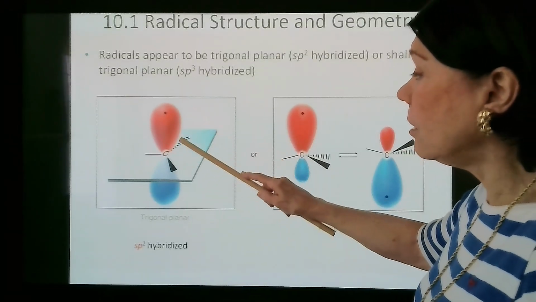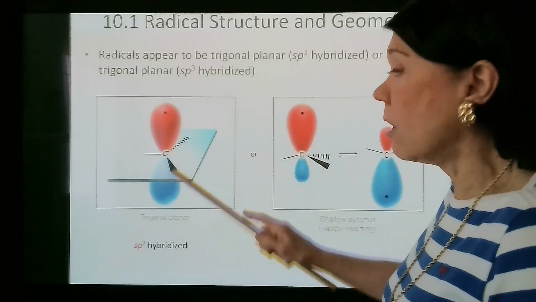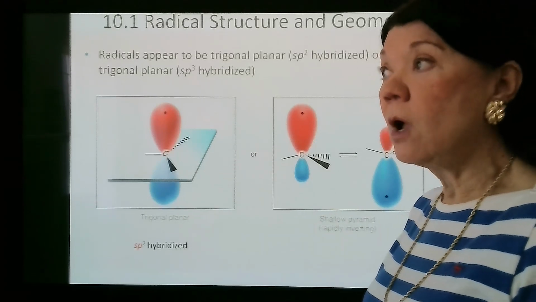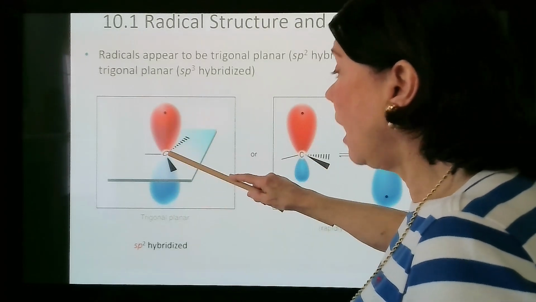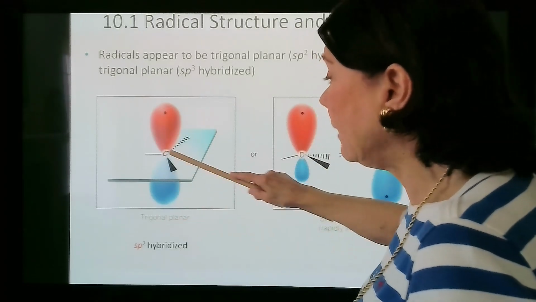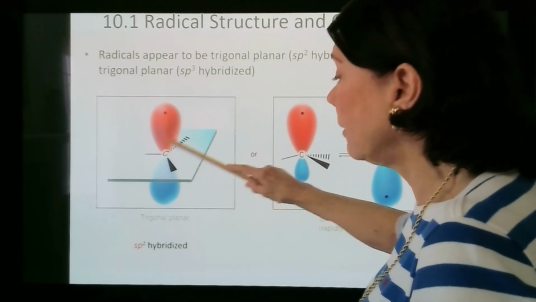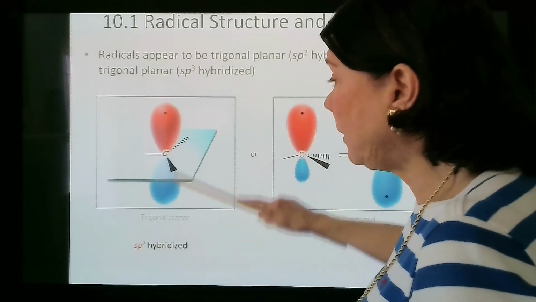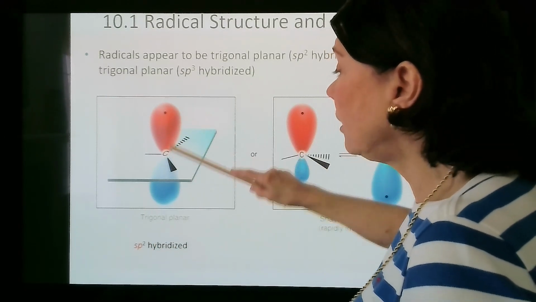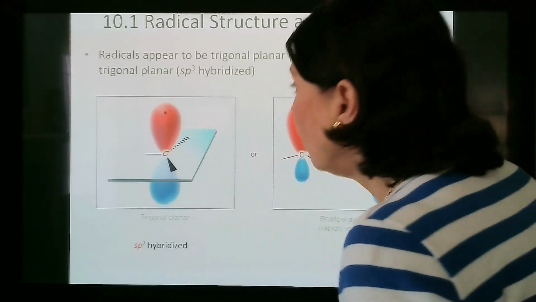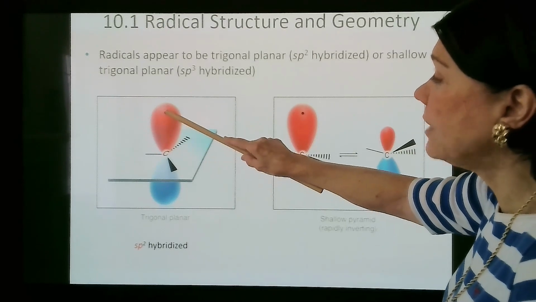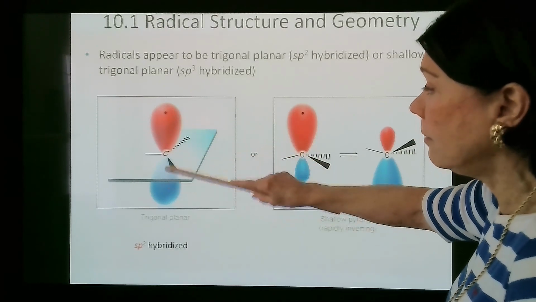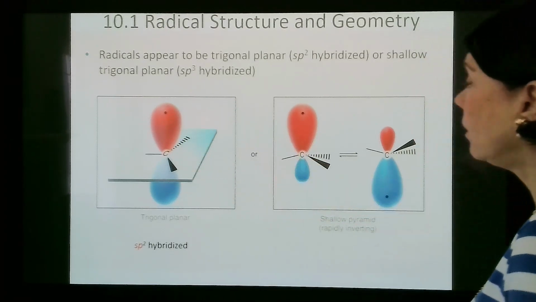And so the radical is usually drawn as being similar to a carbocation, planar. And that would be trigonal planar. Here, the 3 bonds to carbon are lying in the same plane, sp2 hybridized. And so instead of having an empty p orbital, you'll have an orbital that contains just 1 electron. Both lobes together just contain 1 electron.